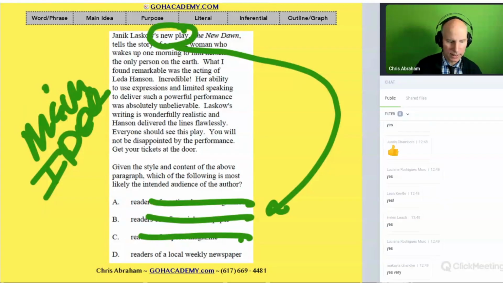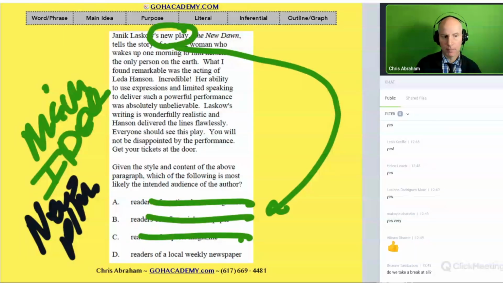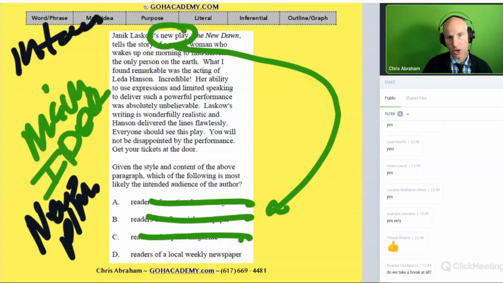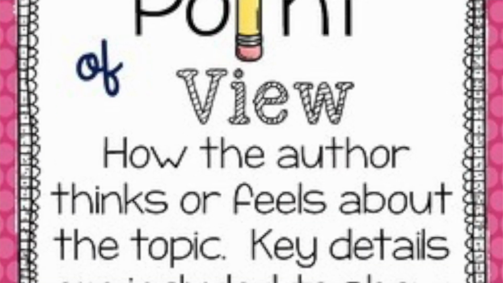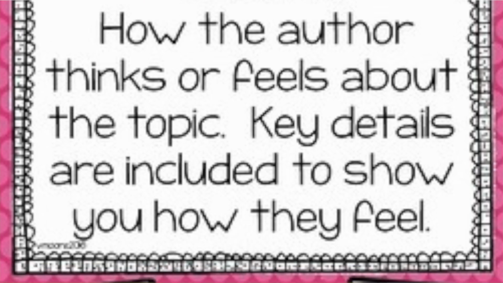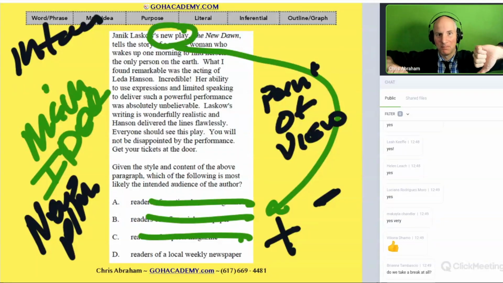Okay, now let's add another question here. We know the main idea is about a new play, and probably the purpose is to inform us about the new play. But what would be their point of view? Are they for this new play or are they against it? Thumbs up or thumbs down?